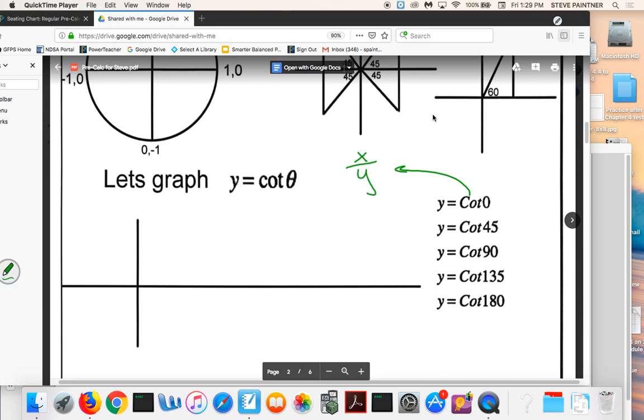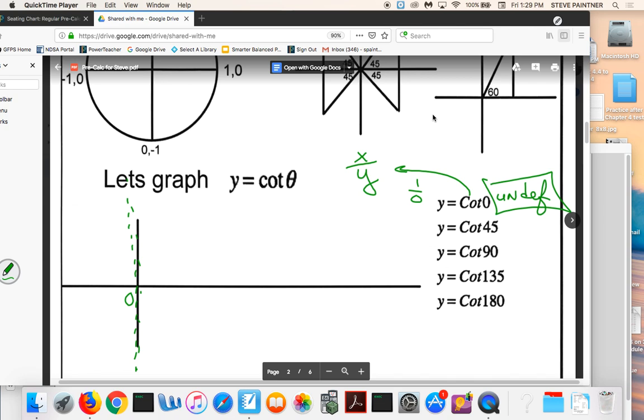Remember, cotangent is x over y, it's not y over x, so it's basically the reciprocal of tangent. So let's do 0. 0's right here. Give me x over y. 1 over what? 1 over 0, which is undefined, right? At 0. Right now, this is what I know. I put in 0 radians, what do I get? Nothing. I get nothing, but really nothing means a vertical asymptote, okay? Keep going.